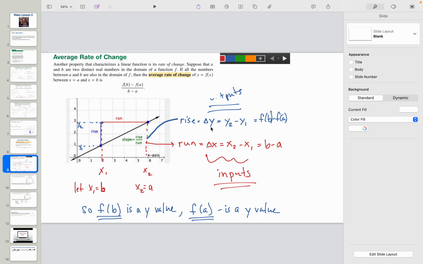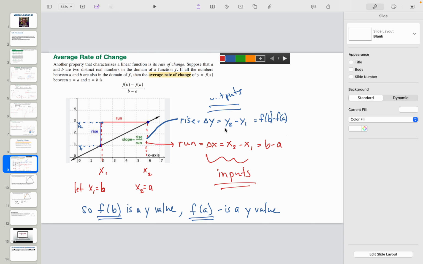The change in y, y2 minus y1, divided by the change in x, x2 minus x1, right? Our rise is our change in this y value. How much does it change here? And our run is how much does it change here?